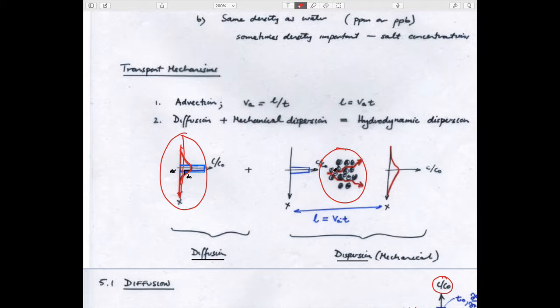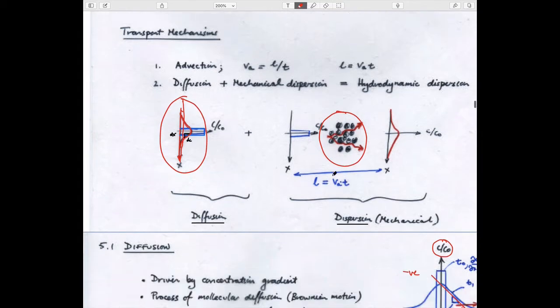And of course, this dispersion effect is different from advection. Advection is physically carrying the beaker from upstream to downstream. Dispersion is the process that goes on inside the beaker as it's being carried downstream.